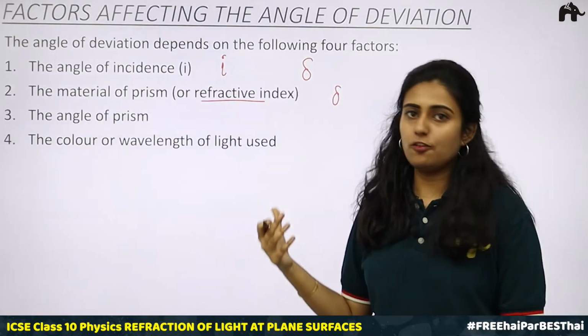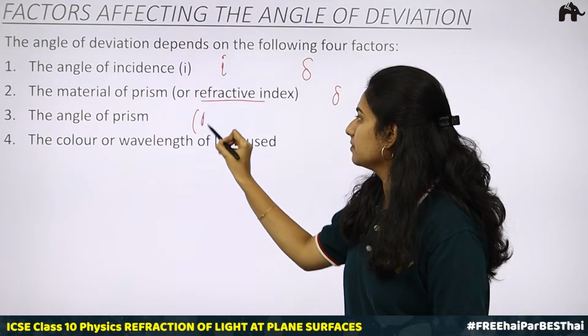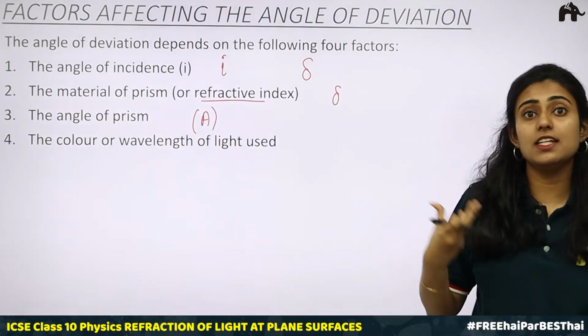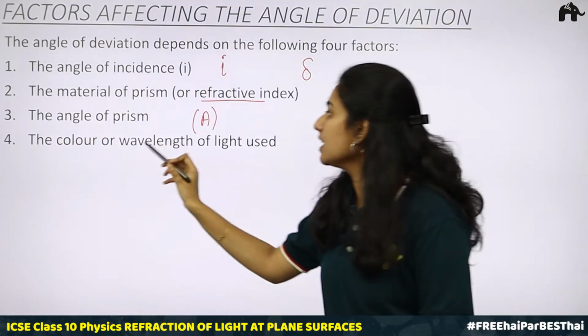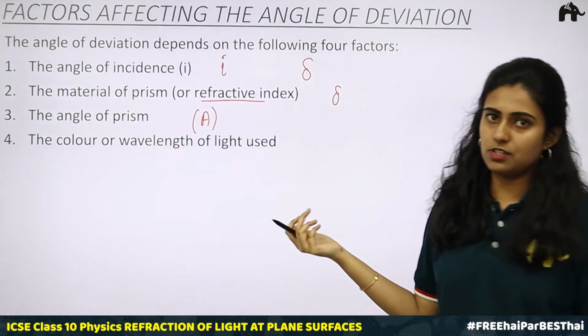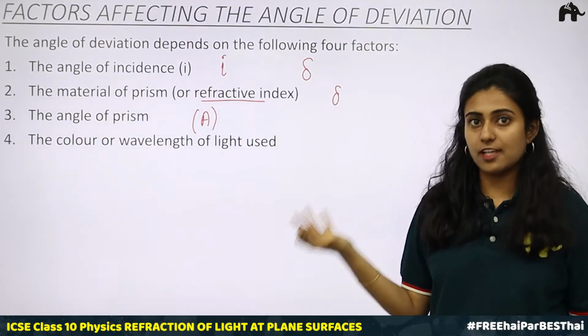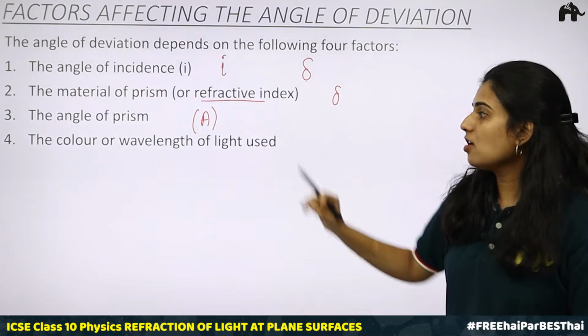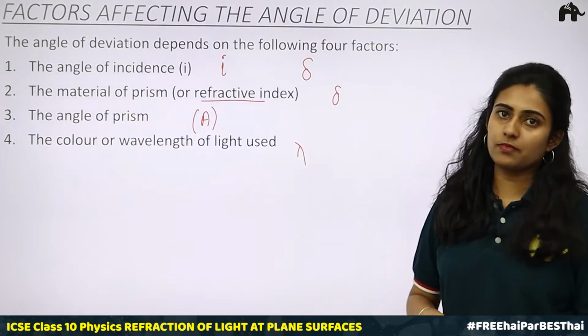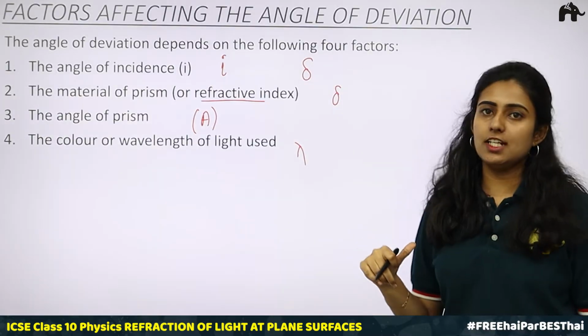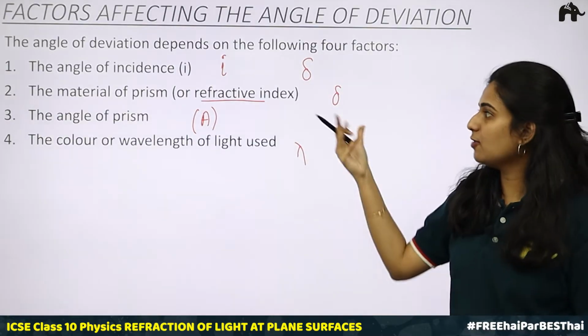Next, the angle of prism. Angle of prism A. When the angle of prism is increased or decreased, what happens to the angle of deviation? The fourth is the color or wavelength of light used. So, you are using a monochromatic light or whatever light it is. Depending on the color and wavelength, what difference happens to the angle of deviation, delta? Let's see one by one.